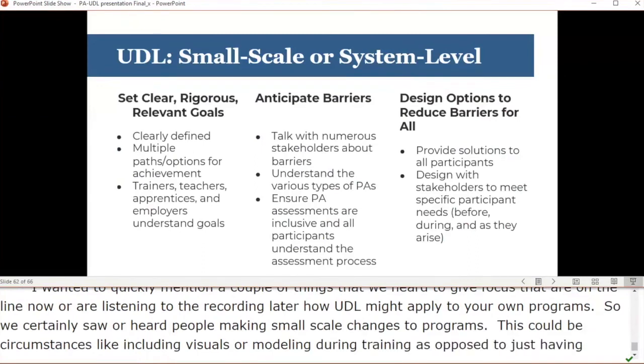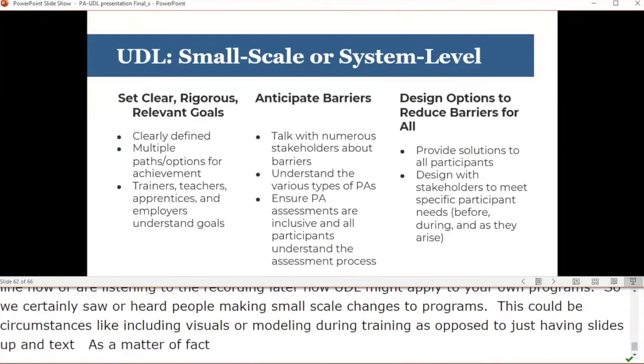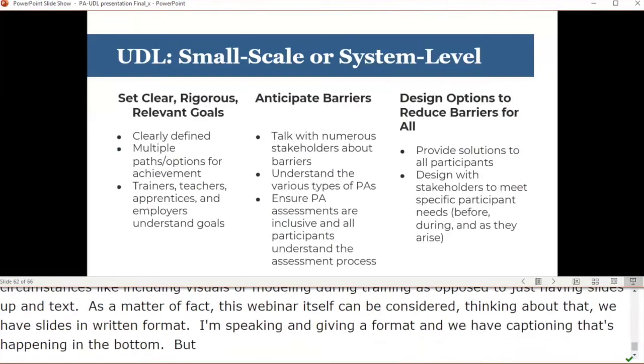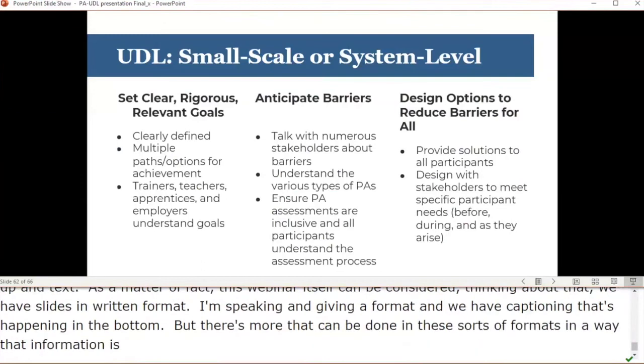As a matter of fact, this webinar itself could be considered an example of that. We have the slides in written format. I'm also speaking, giving an audio format. We have captioning happening at the bottom. But there's even more that could be done in these sorts of formats in the way that information is conveyed to make it even more accessible for people. So there are small-scale in-classroom changes that people can make.